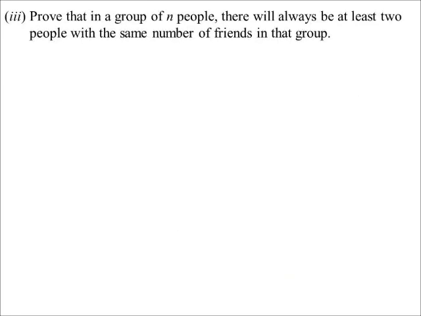We've got a group of n people. There are always going to be at least 2 people with the same number of friends in that group. So someone might have no friends, someone might have 1 friend, someone might have 2 friends. But you could always find that within a group of n people, and we're just talking about friends within that n, so not friends that are overseas or something like that. So within that group of n, there will always be 2 people with the same number of friends. Okay.